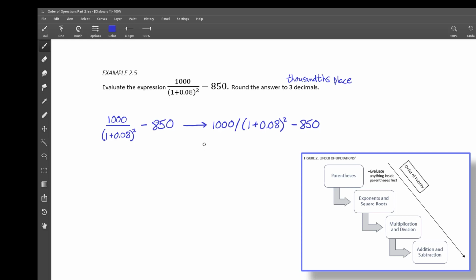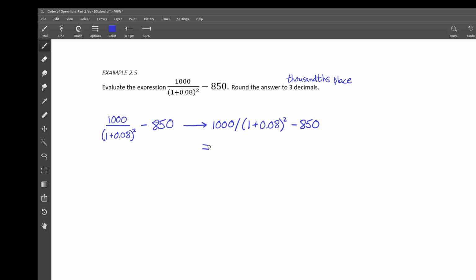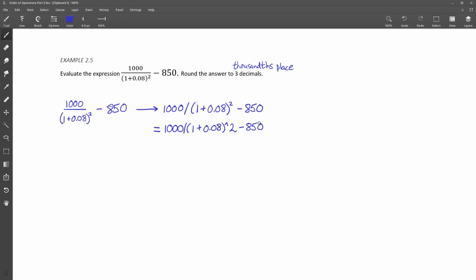So in Excel, the equal sign invokes the calculation, and we're going to type this exact sequence. The only difference is going to be that instead of having the superscript show the exponent, we have caret 2, right? So caret 2 means squared, minus 850. Let's take it over to Excel and see what this calculates to.